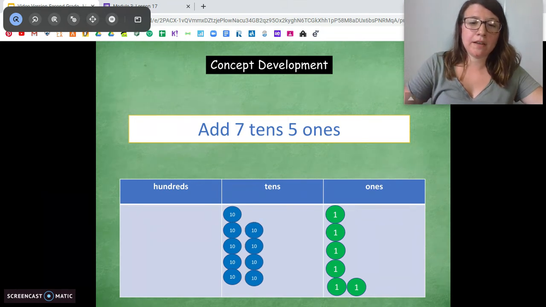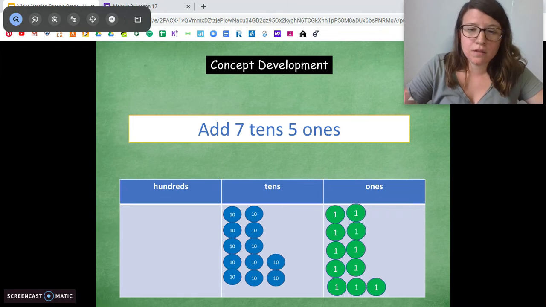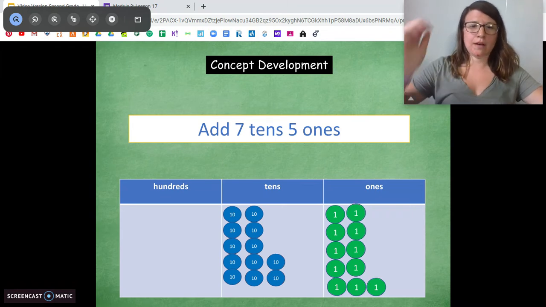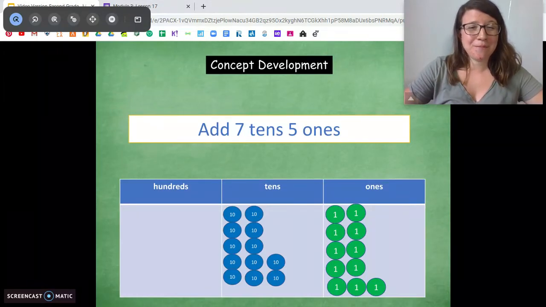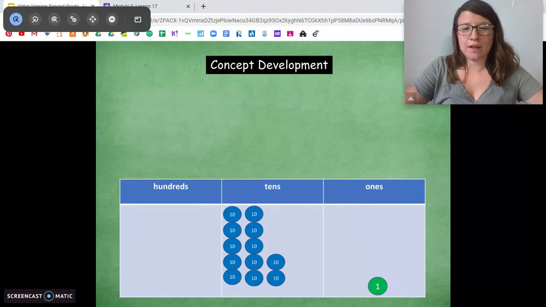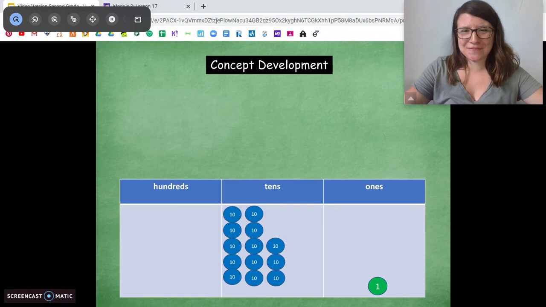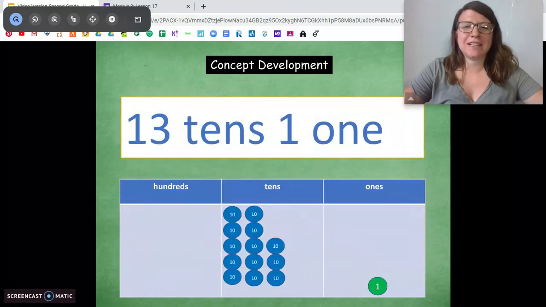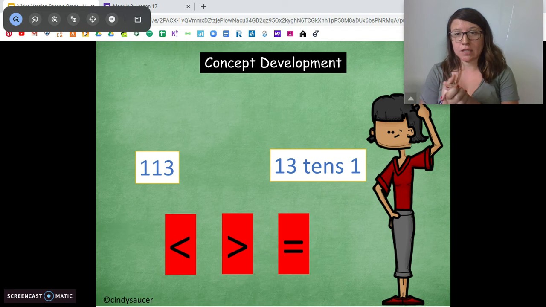Good. Ready? I'll add them onto mine. 2, 3, 4, 5, 6, 7. And then 5 ones. Okay. Think about what number we have here. Now, I'm going to take some away and I want you to tell me what number I have. You don't have to do this on your board. What number do I have now? Good. 13 tens and 1 one. Good. So we're going to compare 113 and 13 tens and 1 one.